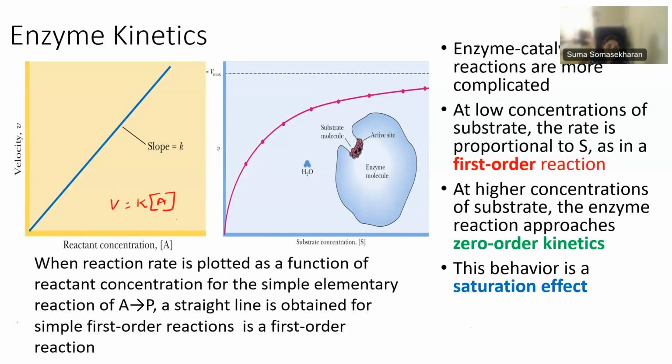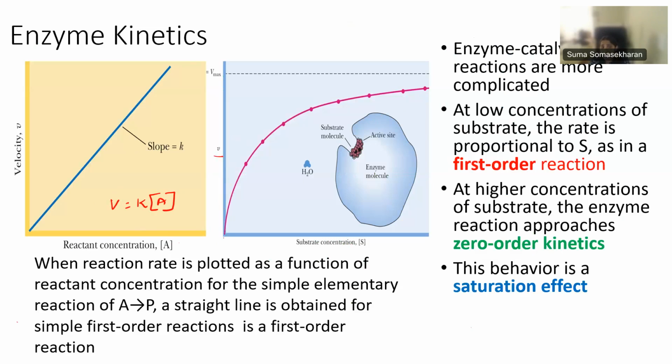Now if we do the same thing for an enzyme catalyzed reaction, if we were to plot velocity versus substrate concentration, then we get a relationship which is slightly more complicated than in the case of first order kinetics, and that is a relationship in the shape of a rectangular hyperbola. So this rectangular hyperbolic relationship tells us quite a bit about an enzyme catalyzed reaction.